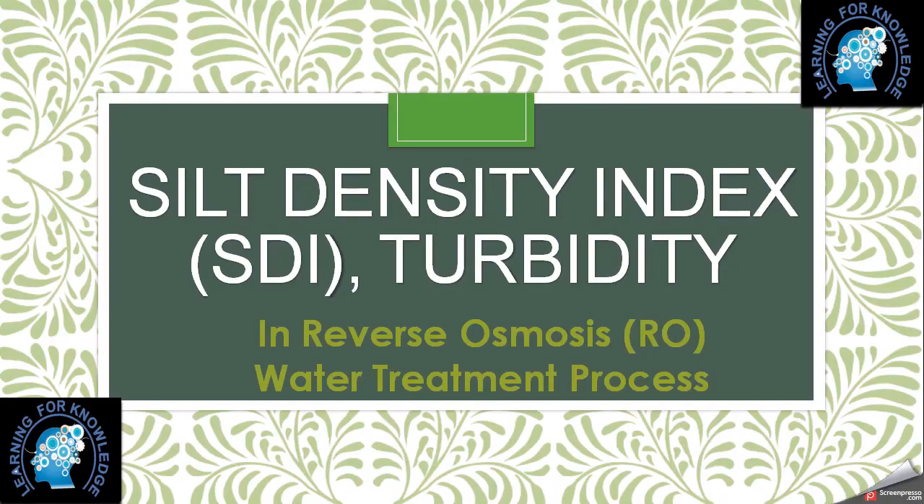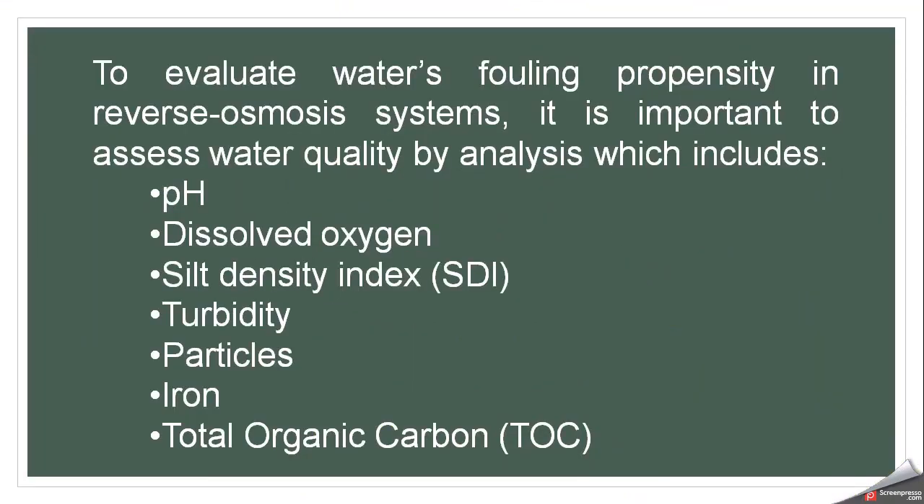Silt density index and turbidity. These are two important parameters used in deciding the role of pre-treatment in the reverse osmosis process. So basically, to evaluate water's fouling propensity in a reverse osmosis system, that is, the water's potential to form fouling less or more, it is important to assess water quality by analysis, and the parameters which need to be analyzed are pH, dissolved oxygen, silt density index, abbreviated as SDI, turbidity, particles, iron, and total organic carbon.